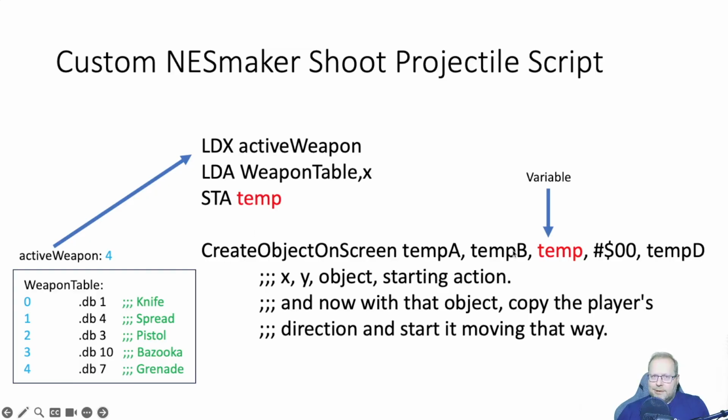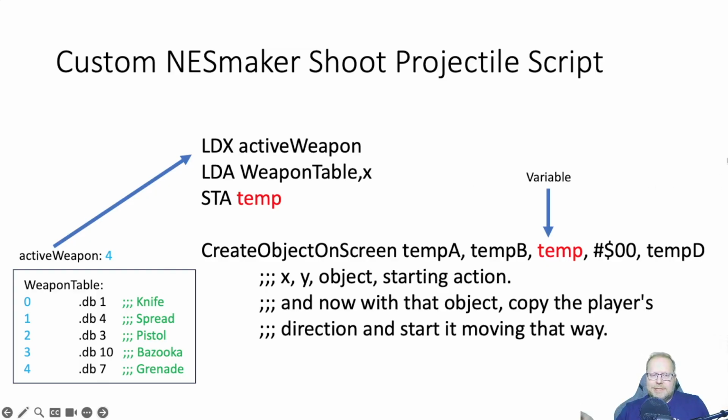Then I get down here when I create this new object. What object do I create? Do I create object 1, 2, 3? I just create an object based on whatever's in temp right now. I just fetched the number 7 from this weapon table, which means that now I'm going to create game object number 7. Game object 7 is going to be my projectile right now in this case, because of how I set this up.